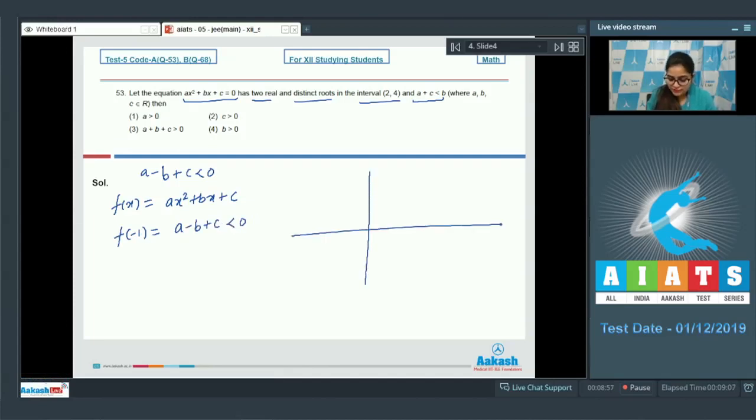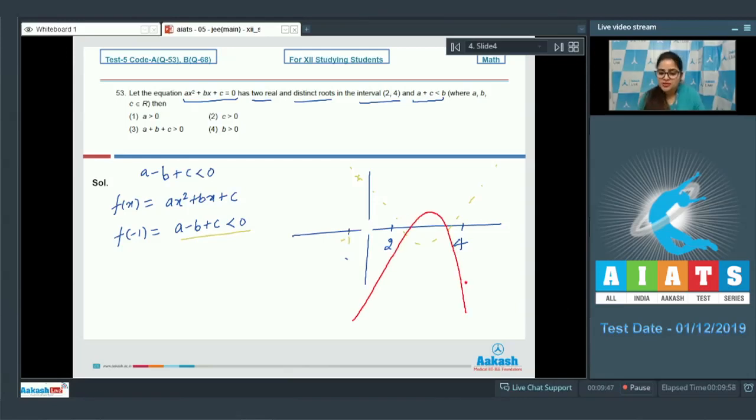So just draw the graph. f(−1) is somewhere here because this is a negative value, and your roots lie between 2 and 4. So you have two options. It can be like this. In this case, f(−1) is positive, but you are getting f(−1) negative. So this is very much clear.